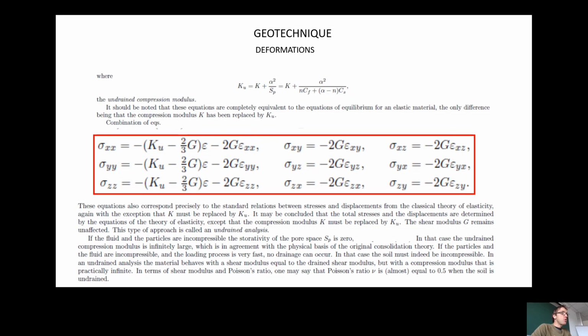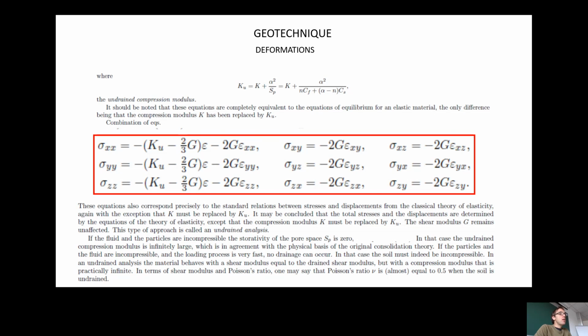In that case, the undrained compression modulus is infinitely large, which is in agreement with the physical basis of the original consolidation theory. If the particles and the fluid are incompressible and the loading process is very fast, non-drainage can occur. In that case, the soil must indeed be incompressible. In an undrained analysis, the material behaves with a shear modulus equal to the drained shear modulus, but with a compression modulus that is practically infinite.